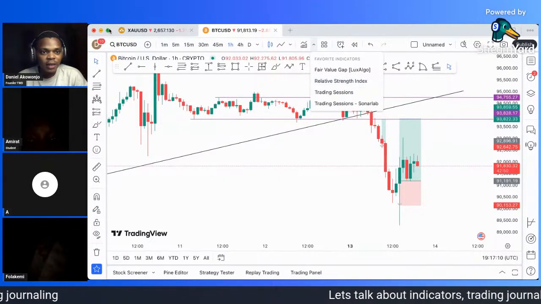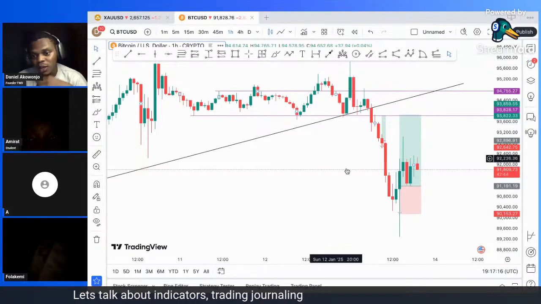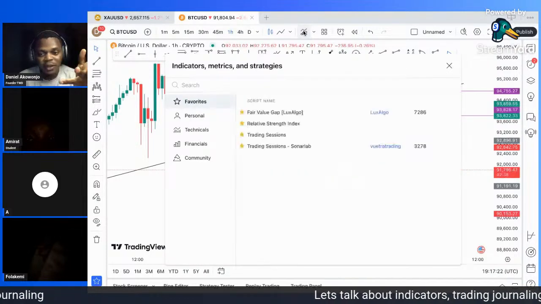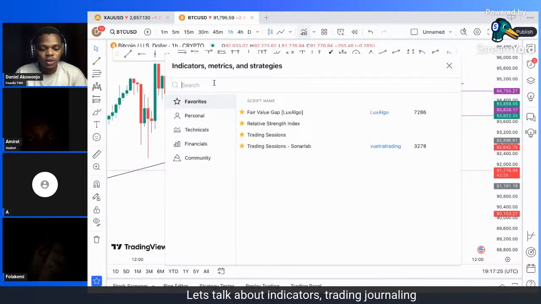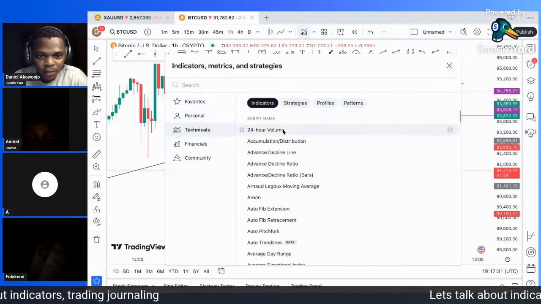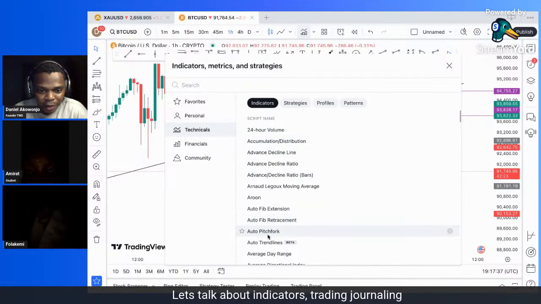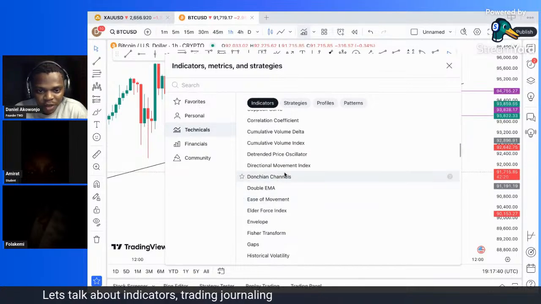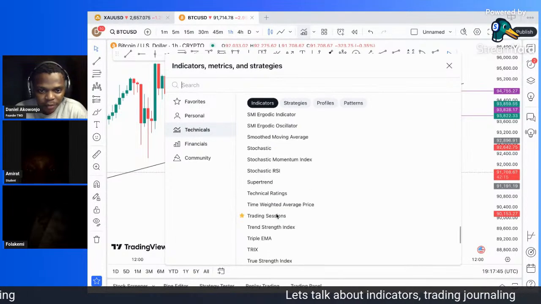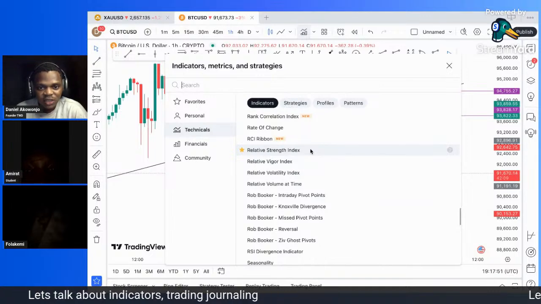And there's one that I am still working on. I'm still building a very good and solid figure for that, which is the SMA, EMA, and so on. If you check out technicals, you can see a lot of indicators: 24-hour volume, accumulation distribution, balance of power, ease of movement, envelope, Fisher transform, gaps, relative volume, relative flow. But I pay attention to the relative strength index, which is RSI.